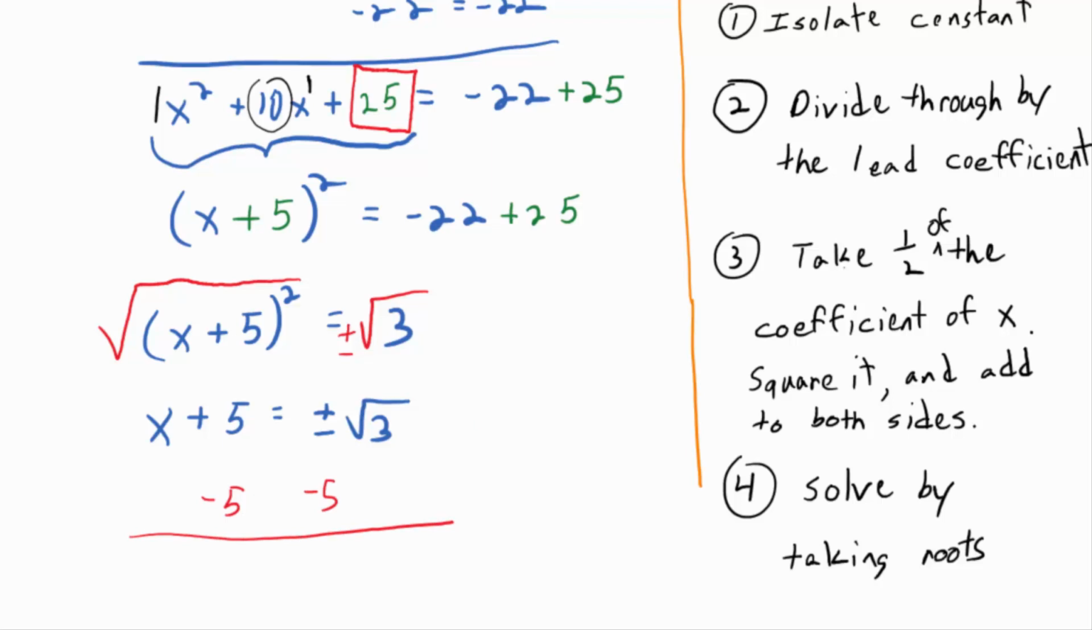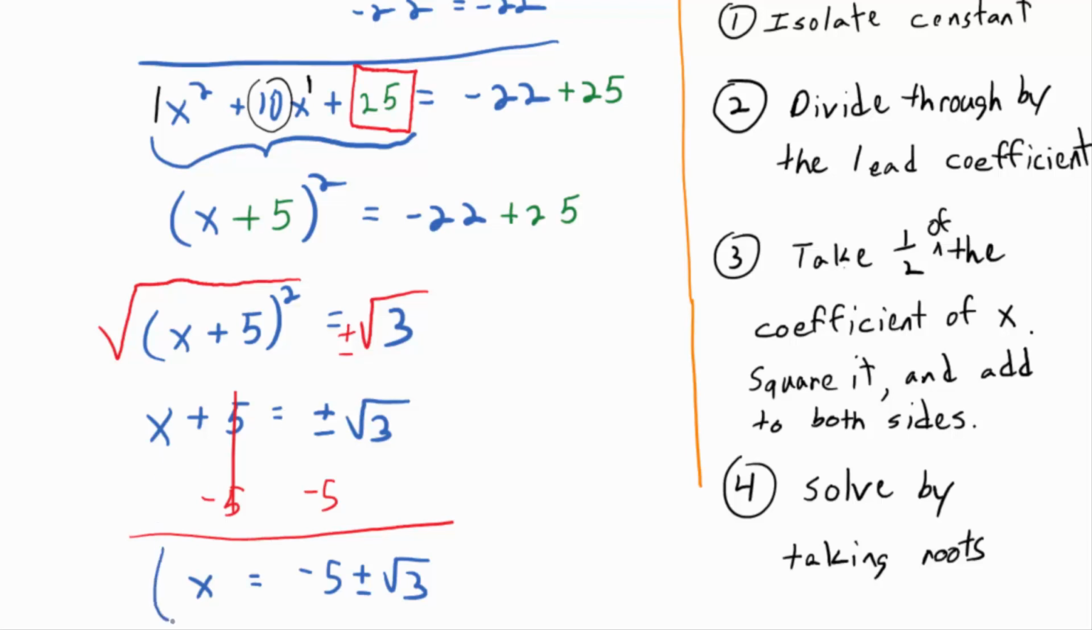And the best way to write it then would be, of course, x by itself on the left side, and then negative 5 plus or minus root 3 on the right side. And so those are 2 different answers, negative 5 plus root 3, negative 5 minus root 3, 2 different answers in exact form.